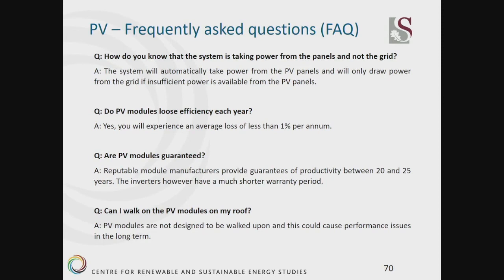Are PV modules guaranteed? Well, some will be, some won't be. So make sure that you know which are and which are not, and that you buy from a reputable module manufacturer, because they provide guarantees, and these guarantees stretch between 20 and 25 years. Like previously said, the inverters, however, have a much shorter warranty period.